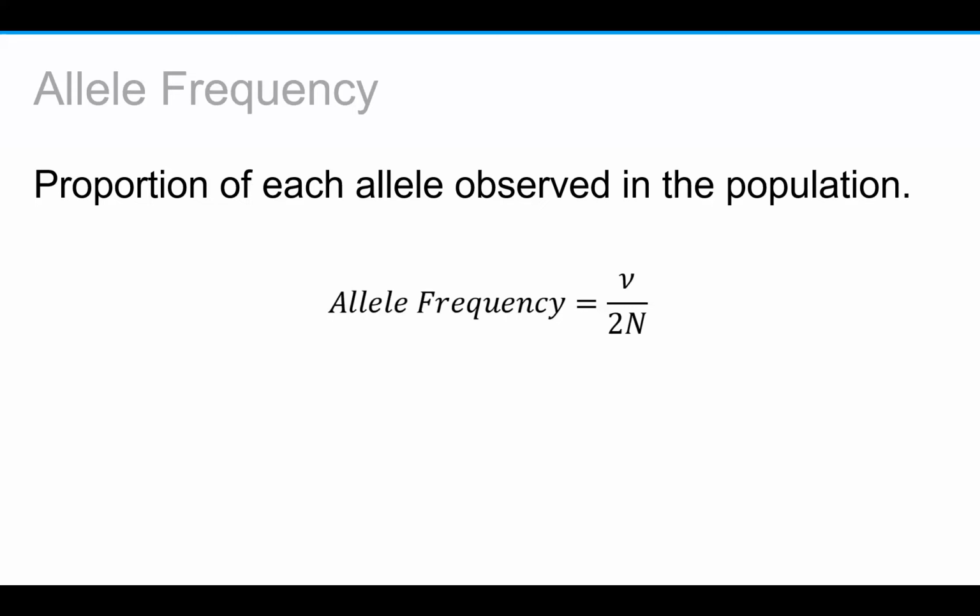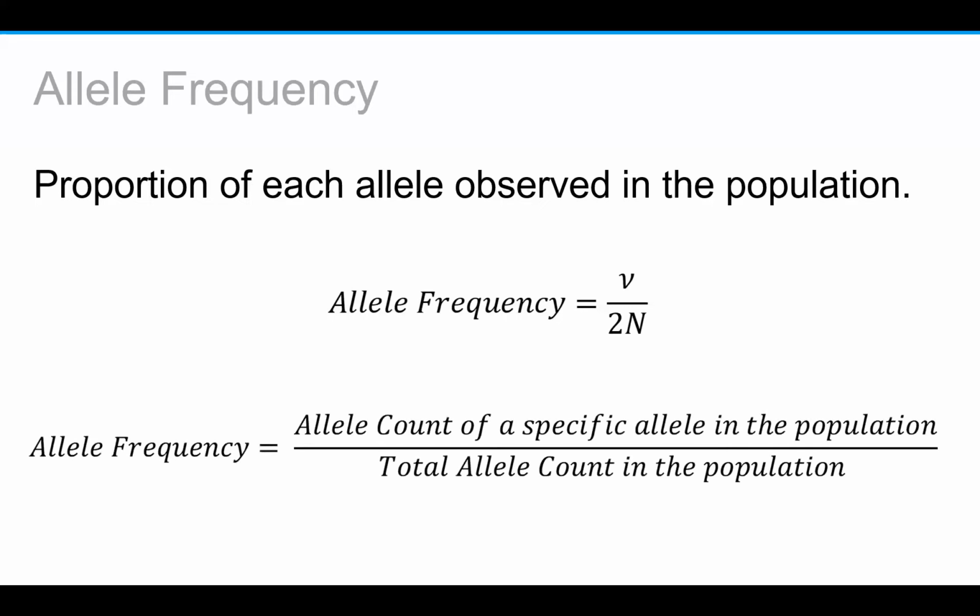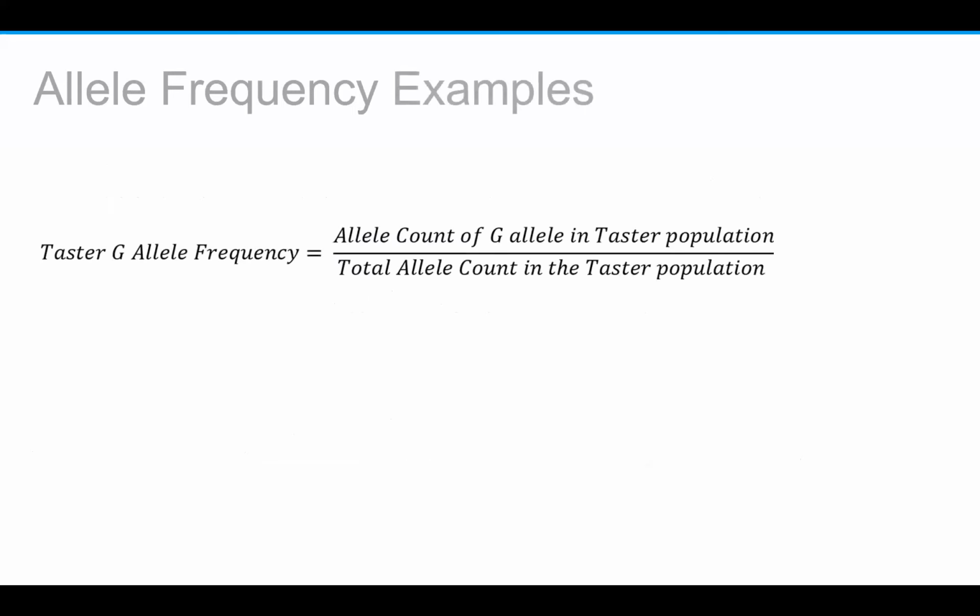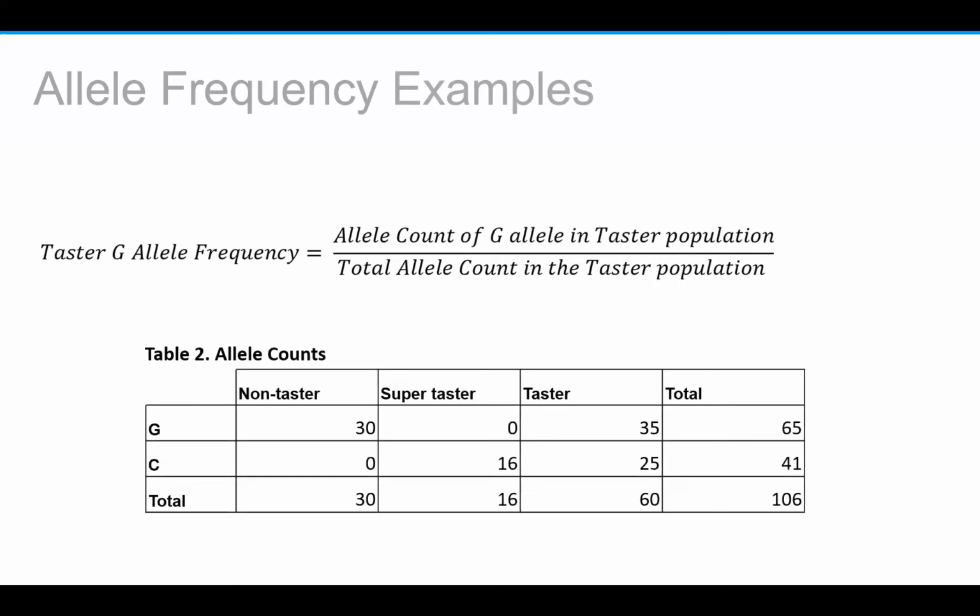So we can also write the allele frequency equation as the allele count of a specific allele in the population divided by the total allele count in the population. For example, students would use the allele counts in Table 2 to calculate allele frequency. To calculate the allele frequency of the G allele in the populations of individuals with the taster phenotype, for example, they would use the allele counts table to find that in our population of 60 individuals, we have 30 tasters with known alleles, corresponding to 60 alleles total. Of those 60 alleles, 35 are G alleles. The student could then calculate the allele frequency of the G allele in the taster population by dividing 35 by 60, which gives 0.583.